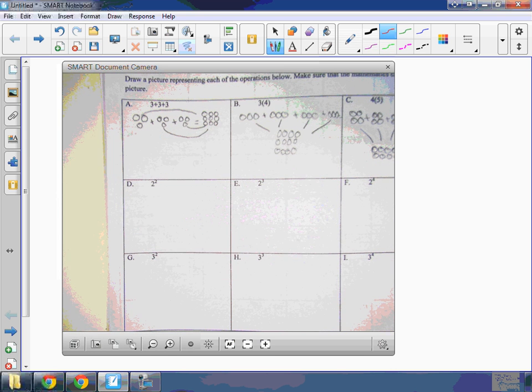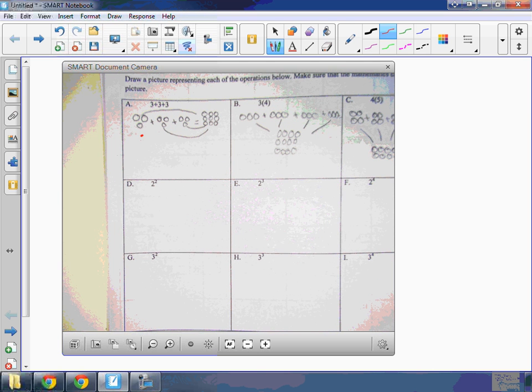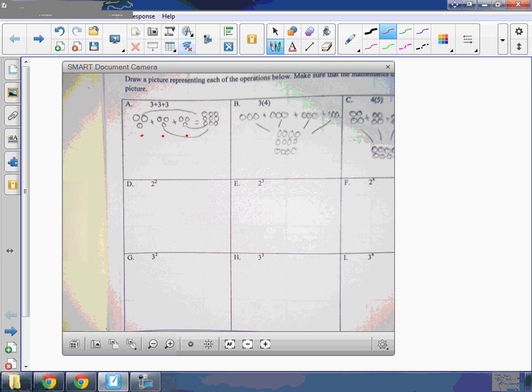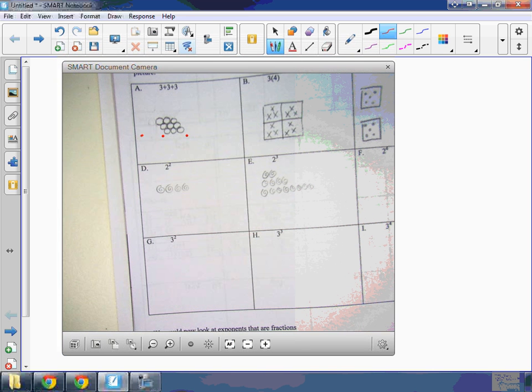Do you see 3 times 3 in the answer here? So obviously we have 3 groups of 3, but in the answer, do you see 3 times 3? I'm seeing some nods. How do you see 3 times 3 in the answer? 3 rows and 3 columns, which gives me 9. And the same thing is shown here.